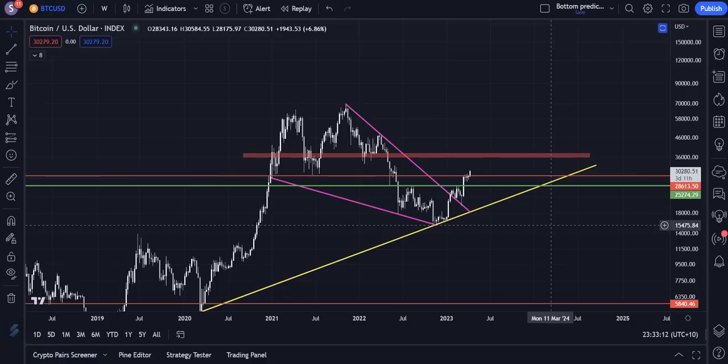We don't close above it this week, it's a matter of time, I think. Unless we break below 25.2, that's my invalidation. Incredibly unlikely in my opinion, but still possible. We can't rule anything out. I could be wrong, like always, I could be wrong. But as of right now, that's what we're looking at, guys.